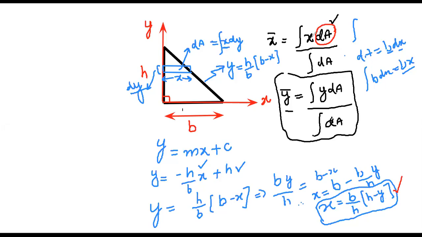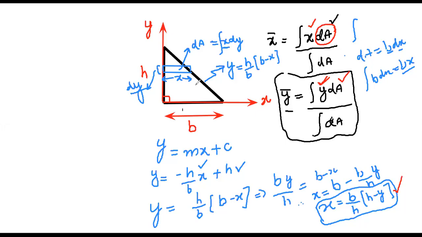Now we have the problem of this x. In the same way, if you have to find the y coordinate, now we know the value of dA, we have the problem of this y. Okay, what is this y? y is the y coordinate of the area element. How far is this area element from the x-axis? What is the y coordinate of this area element?